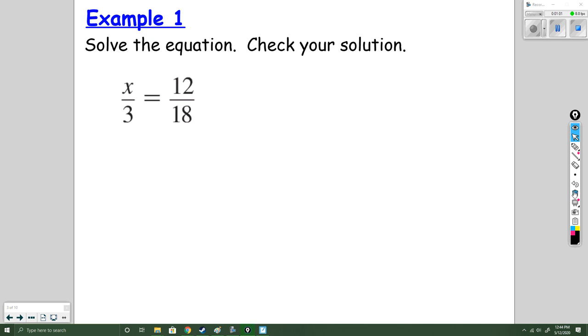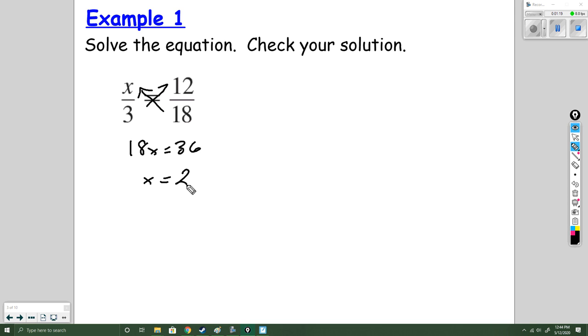So one similar to the one that we just did is x over 3 equals 12 over 18. So we're going to cross multiply. So that means 18 times x, and then 3 times 12, which is 36. Divide by 18, and we get x equals 2.